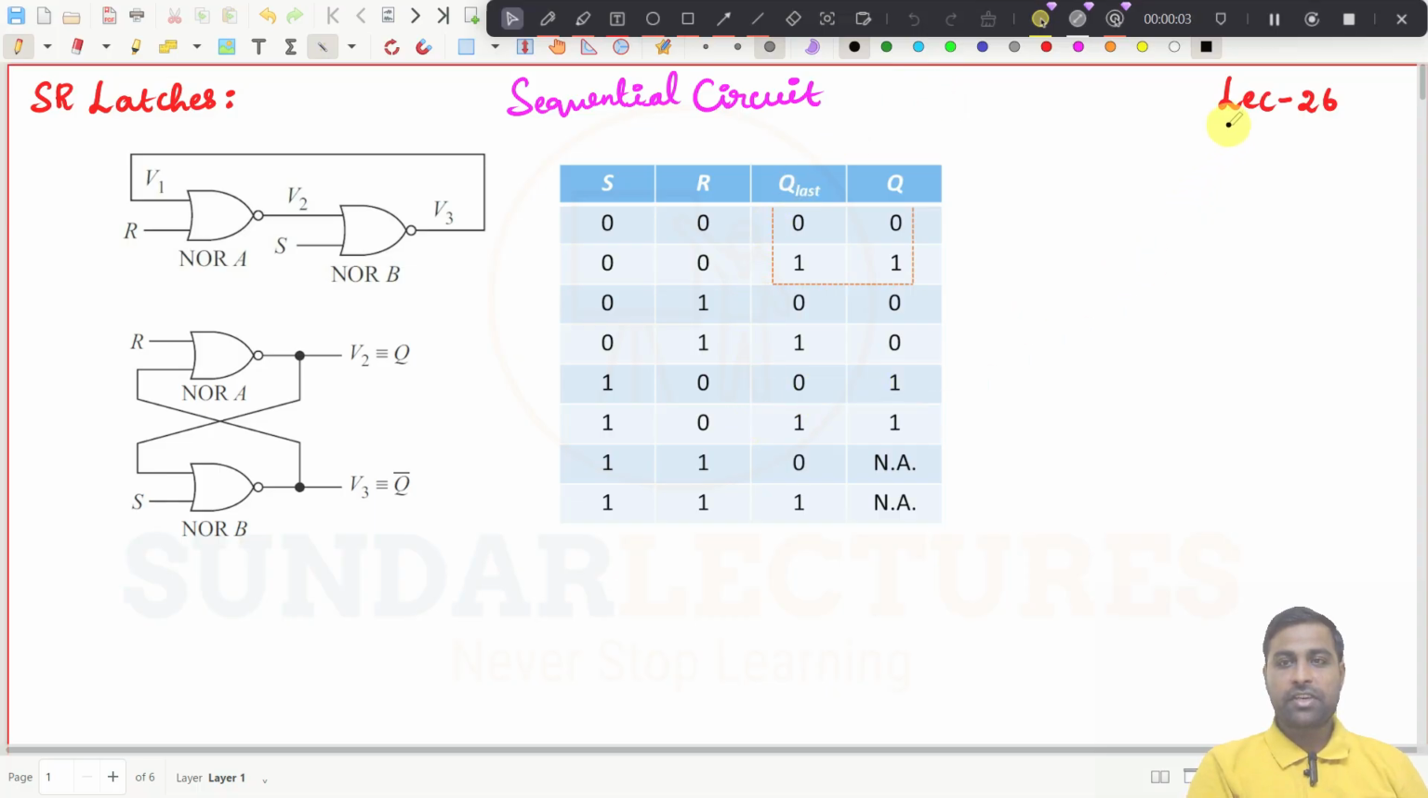Welcome to Sundar's lecture. This is lecture number 26, and in the previous class we concluded combinational logic circuits. Now we are going to see a new topic, sequential logic circuits. What is the difference between the combinational logic circuit and the sequential logic circuit? I will explain a bit later after completing these topics.